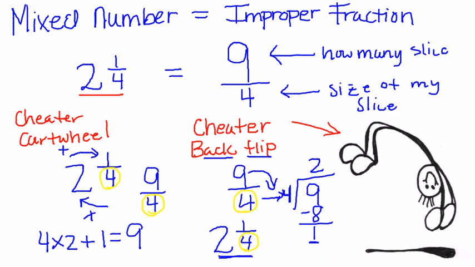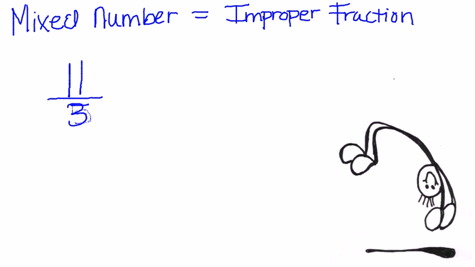Alright, here's another example. I've written a number here. It is a fraction, but notice this is a weird fraction. It's not a mixed number because there's no whole number in sight, so it has to be an improper fraction. I know it's improper because the numerator is way bigger than the denominator. So I have to remember I'm going to do my backflip cheater.